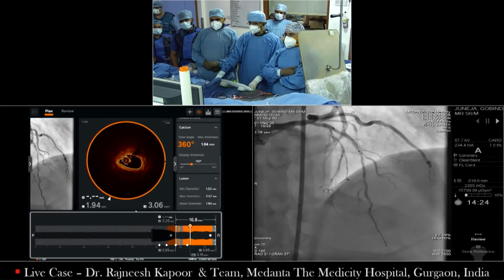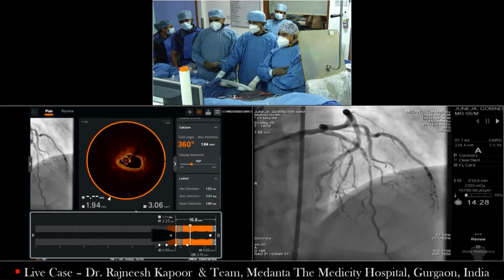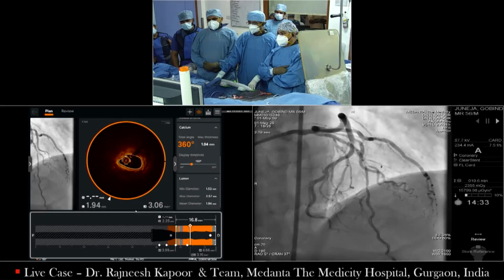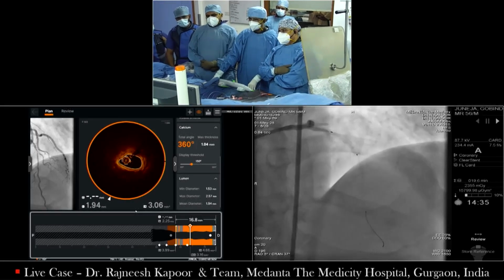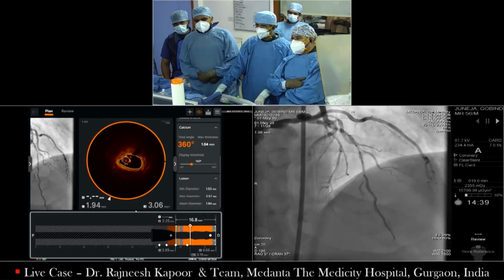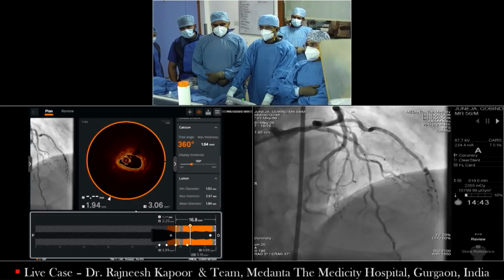I agree with that. Manish? Yeah, no, I totally agree with Goran here. This is a very heavily calcified mid-LAD. Orbital is a choice. I'd love to see what they did with orbital, but my choice here would be front-cutting rotational atherectomy with a 1.5 burr.